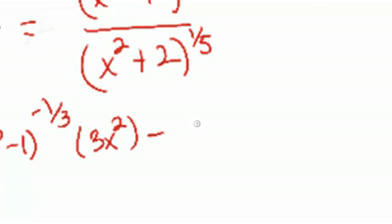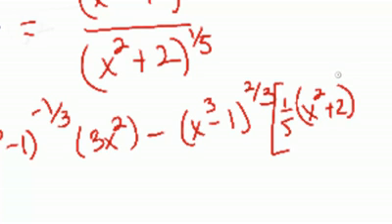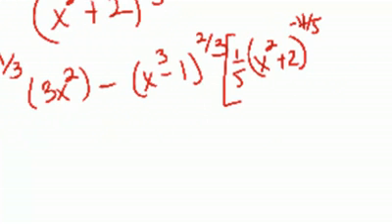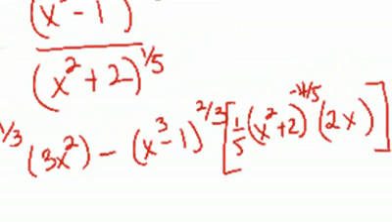minus the top times the derivative of the bottom, and then times the derivative of the inside. Alright, and then all that's going to be over this squared. But I'm going to leave that off to the side for now and clean this up.